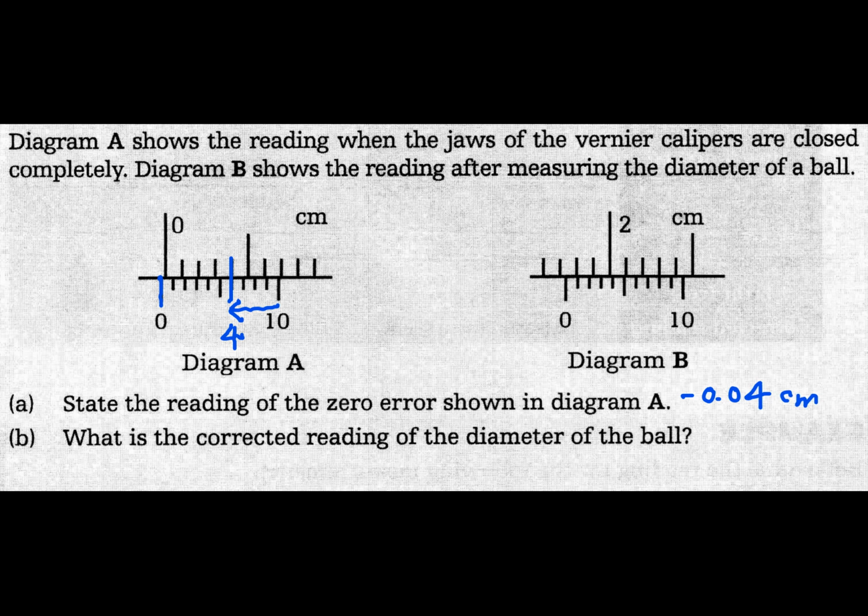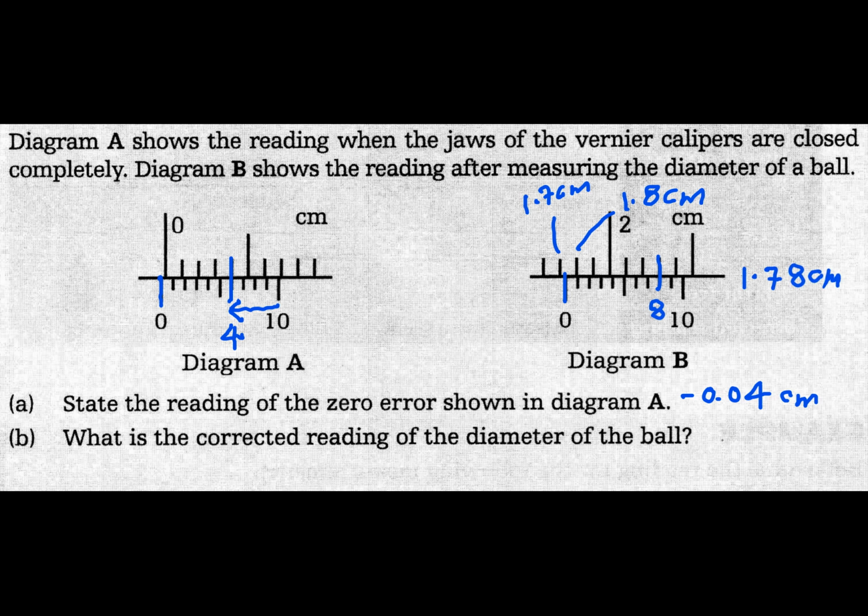What about the reading in diagram B? The reading in diagram B falls between 1.7 centimeters and 1.8 centimeters. So the reading is 1.7 something centimeters. Now which marking is aligned? This marking is aligned, marking number 8. So the reading is 1.78 centimeters.